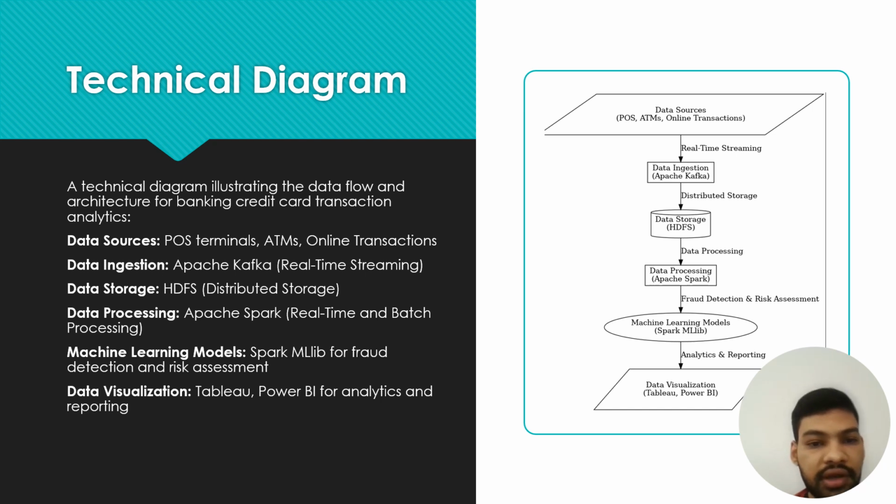Coming to the technical diagram, it illustrates the data flow architecture for banking credit card transaction analytics. Here we will be discussing data sources like POS, ATMs, and online transactions, where we can see real-time streaming in data ingestion with Apache Kafka, distributed storage with HDFS, and data processing with Apache Spark, then fraud detection and risk management, and data visualization with Tableau and Power BI for analytics and reporting. So these are the things that come under the technical diagram.